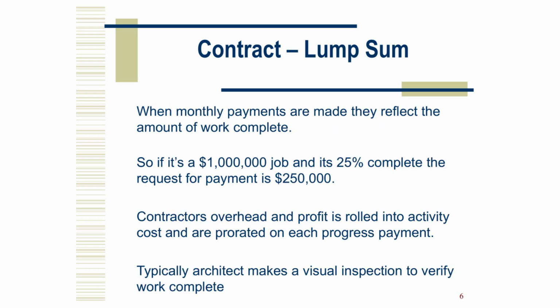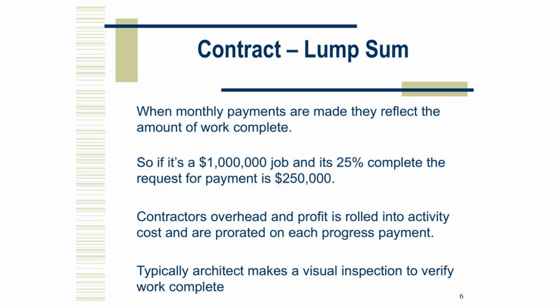In lump sum, the monthly draw reflects the percent complete of each activity. Picture a $1 million job at 25% complete. The request is $250,000. Overhead and fee are already baked into the schedule of values. The architect will visually confirm progress. You do not need heavy backup for every activity, but you do need a believable schedule of values, or SOV for short.